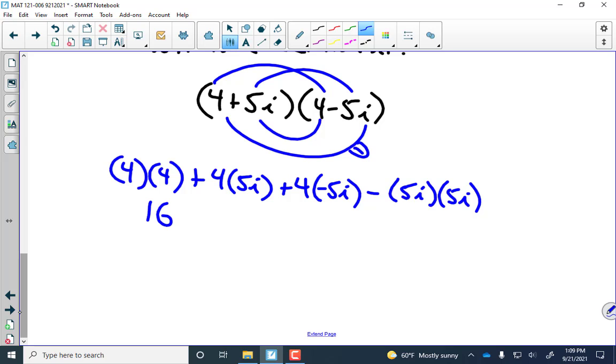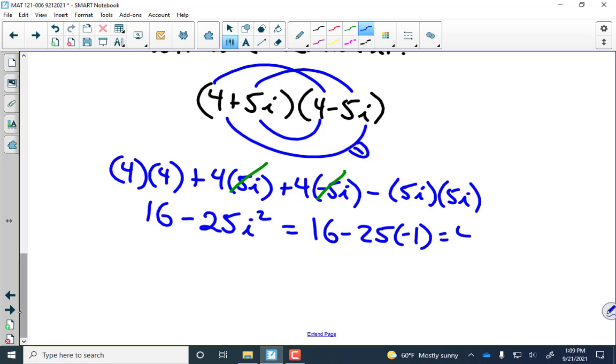Well, that's going to be 16. These are going to cancel because one's positive, one's negative. And this is going to be minus 25i squared. Well, I didn't get rid of the i's at all. What gives? Well, wait. What's i squared equal to? Negative 1. Oh. So I did get a real number. Oh, okay. So that's the other cool thing about complex conjugates. The first cool thing is that if one of them's a zero, then the other one is also a zero. And the other cool thing is if you multiply them together, you get a real number.